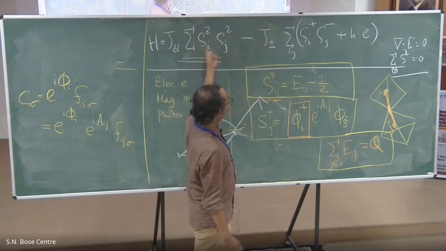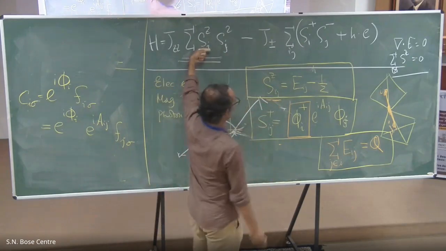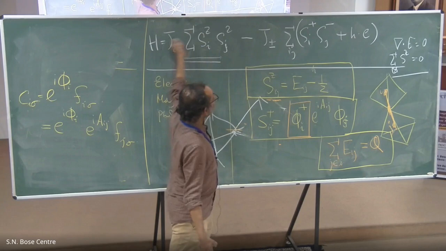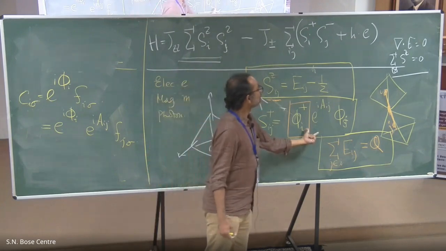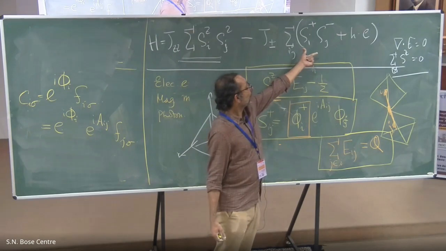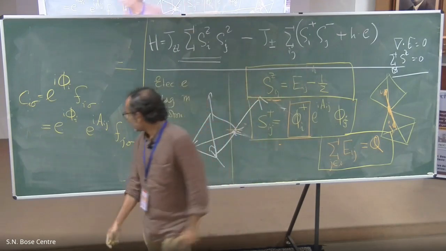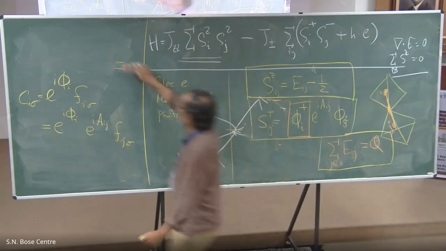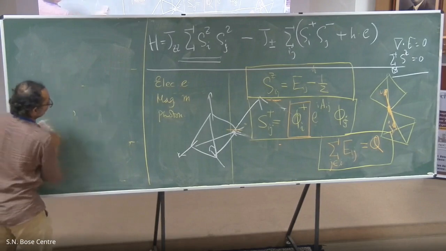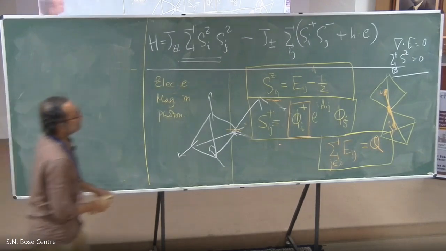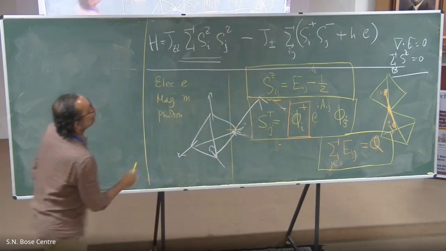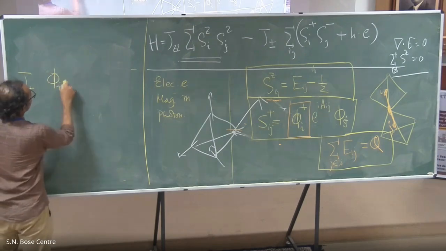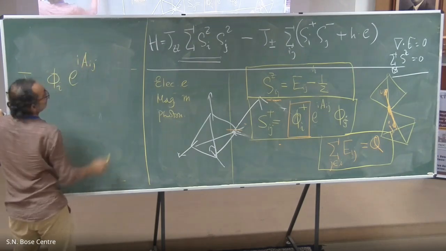You just incorporate this, you just put this back into the Hamiltonian, and for this you would generate an interacting term. Okay, you just write everything there. So this I'm not writing, okay? But if I write down the J plus minus term, I'll get phi_i e to the power i A_ij phi_j.